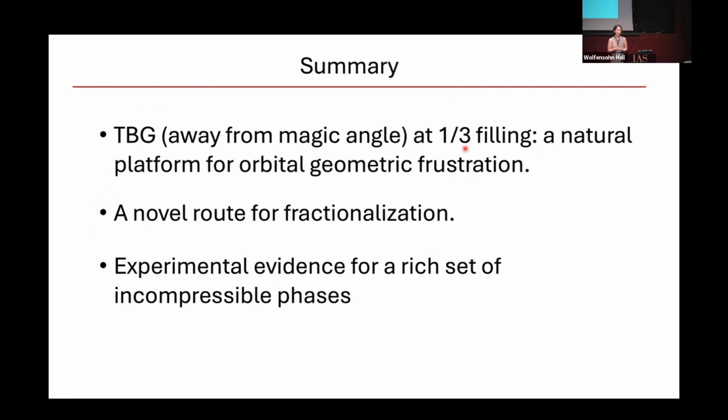We believe twisted bilayer graphene at 1/3 filling is a natural platform to think about implications of geometric frustration involving extended Wannier orbitals. This is a very new platform to think about geometric frustration. This framework leads to a novel route for fractionalization.